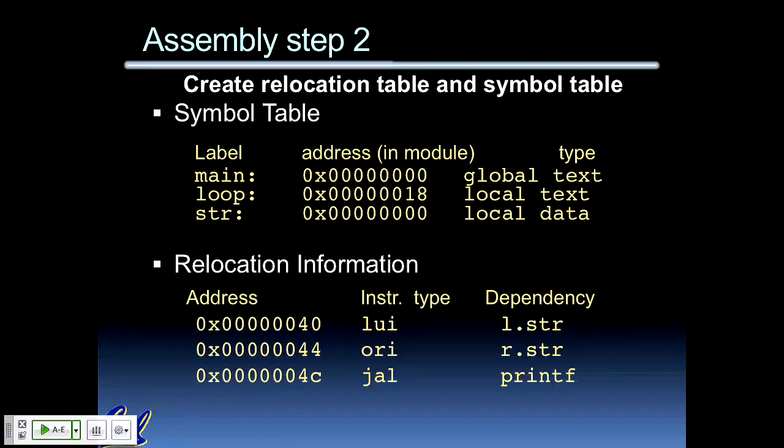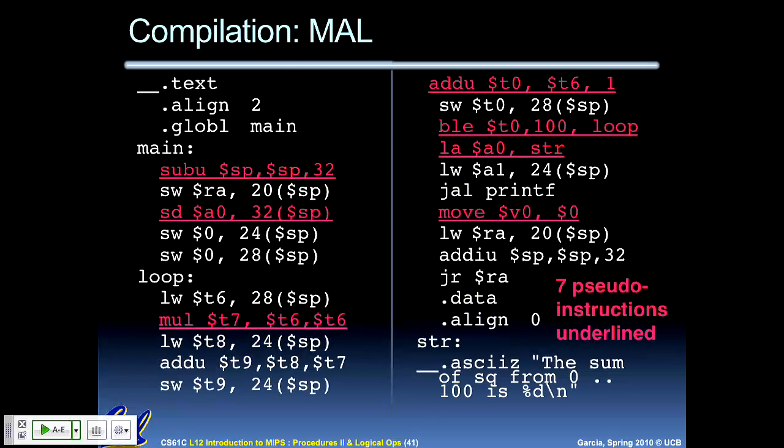And this is relative to where they are in this section inside this file, and also what type they are. So main is a global program entry point. Loop is a local text entry point. So this label loop is only visible inside this .o file. You don't export that label elsewhere. You don't need anybody else to know about that loop label, right? And you can imagine in a big program, you're going to have thousands of different loop labels, so you don't want them clashing in names.